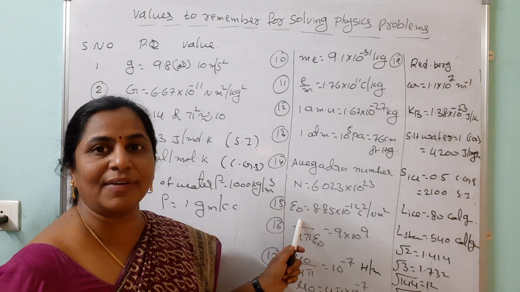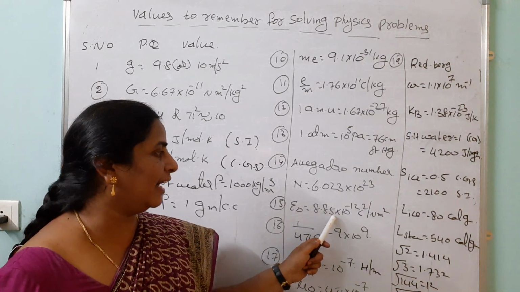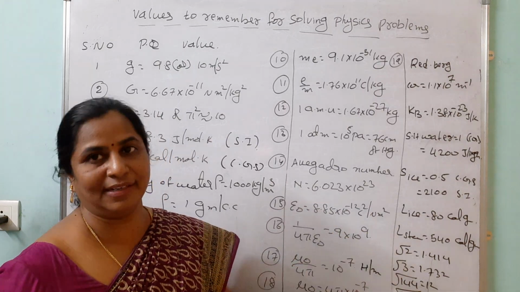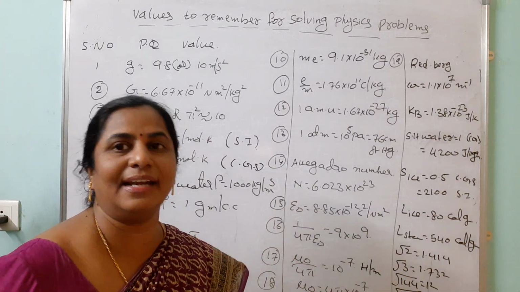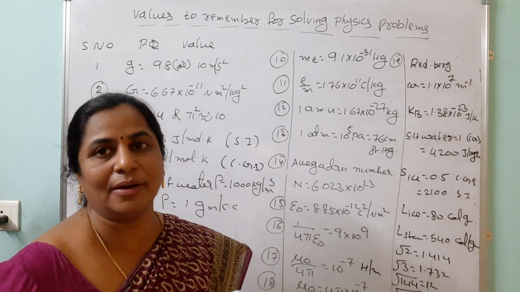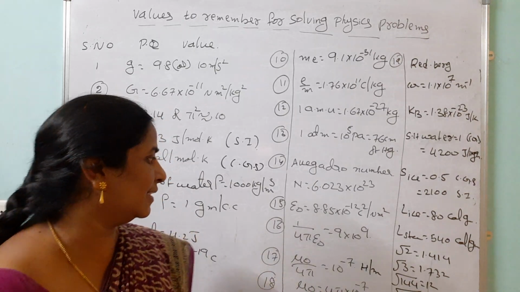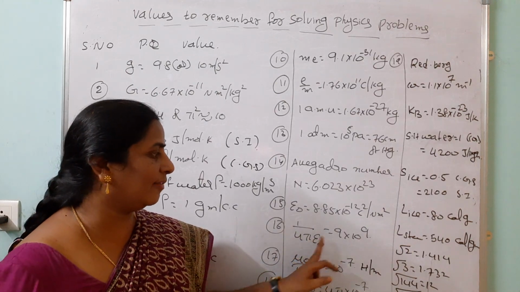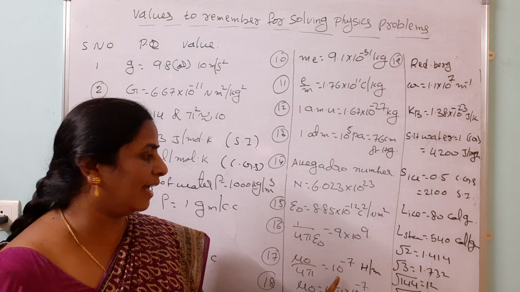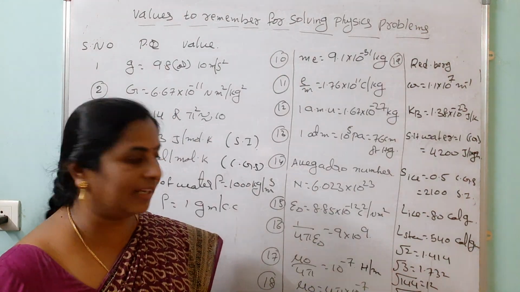Then the epsilon naught value is how much? 8.85 into 10 to the power of minus 12 coulomb square per Newton meter square. So you are taking these values lightly, but when you know these values, you can easily do the solutions of physics problems. See, 1 by 4 pi epsilon naught value is 9 into 10 to the power of 9. Then mu naught by 4 pi value is 10 to the power of minus 7 Henry per meter.